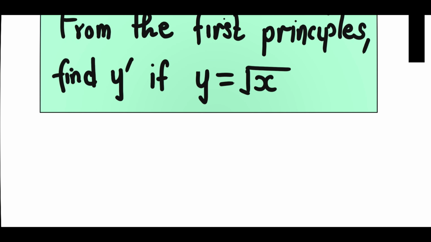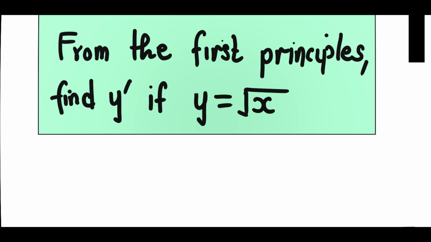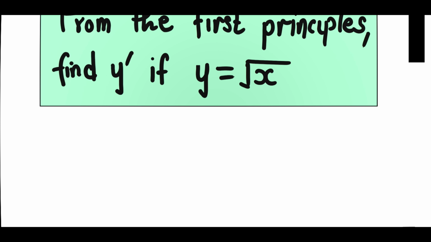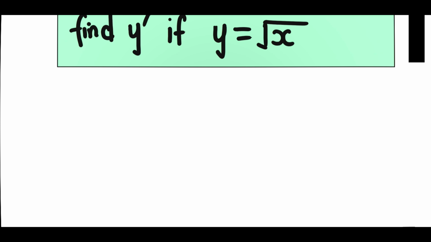Online teaching platform. We are still on how to find the derivative of a function from the first principles. Now we have a question here which is: from the first principles, find the first derivative of the function y, if y is equal to the square root of x. So the y prime here is the same as dy/dx. So we have to find the derivative of the function y is equal to the square root of x.